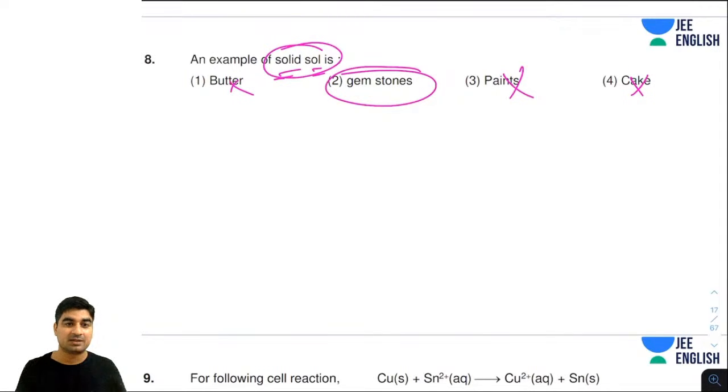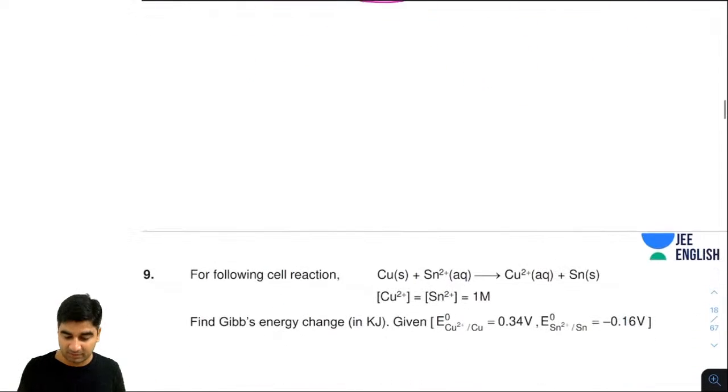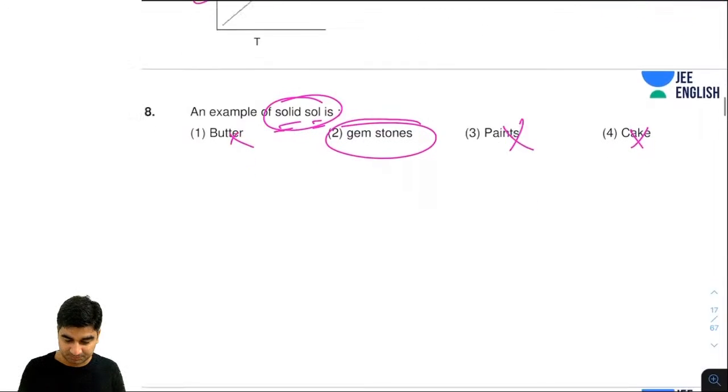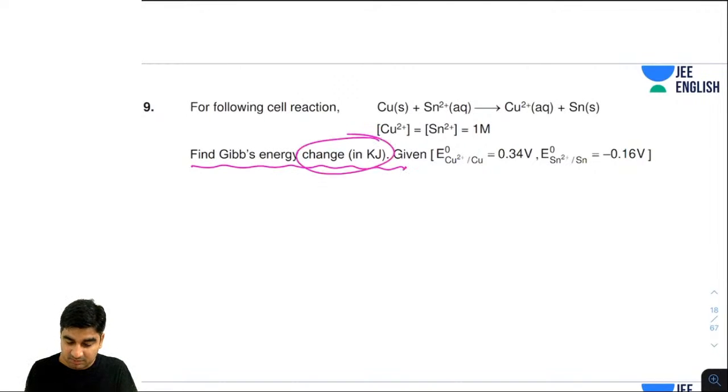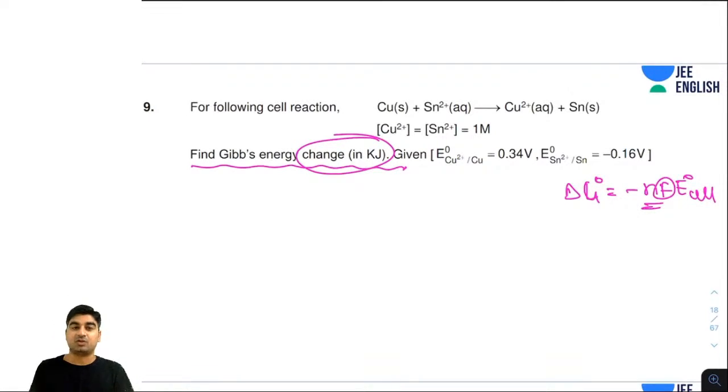Right, guys? So now for the following cell, this is the cell reaction, guys. Find the Gibbs energy change. So what is the formula for delta G naught? Minus nF E naught cell. So you have to calculate n, F and E naught cell.